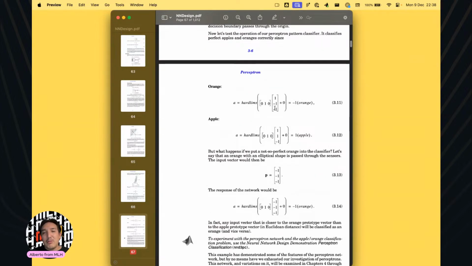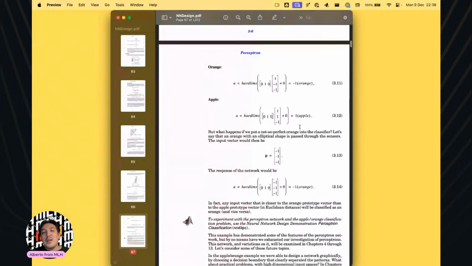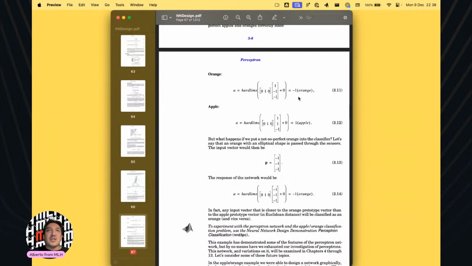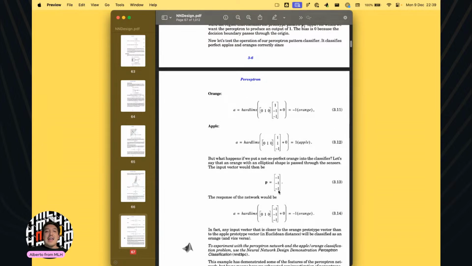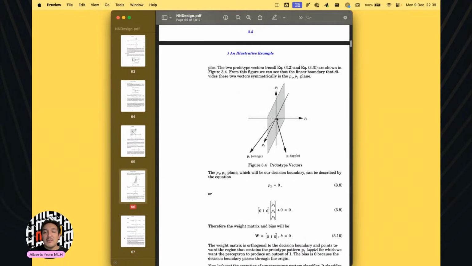So for example, the orange vector gives us orange, and the apple vector gives us apple. And this is what I was talking about. Orange gives us a -1 and apple gives us a 1. If we're using the hardlim and not the symmetrical hardlims, this will be a 0 and this will be a 1. Binary output. And that's all we needed. So now let's test another value, one that's not from the prototypes. For example, -1, -1, -1. This is the one we are testing.